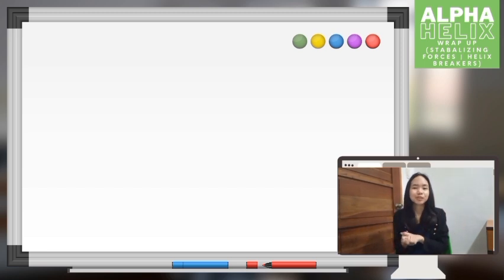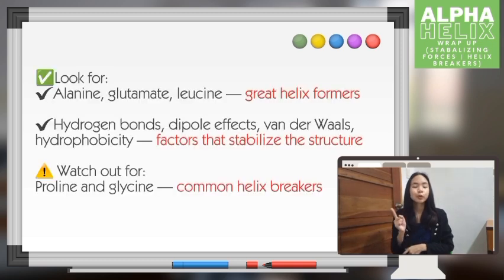So now, E-PASAR students, when predicting or modeling protein structures, remember to look for the alanine, glutamate, and leucine, which are great helix formers. Hydrogen bonds, dipole effects, van der Waals, hydrophobicity, which are factors that stabilize the structure. And remember to always watch out for proline and glycine, which are common helix breakers. Understanding these forces helps predict folding patterns, interpret protein functions, and even design synthetic proteins or drugs.